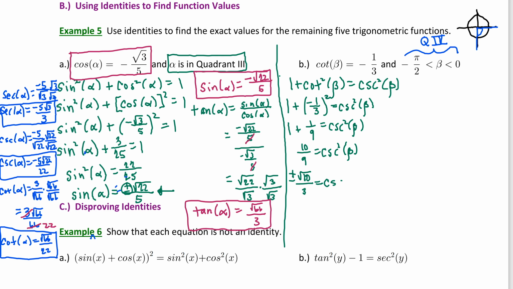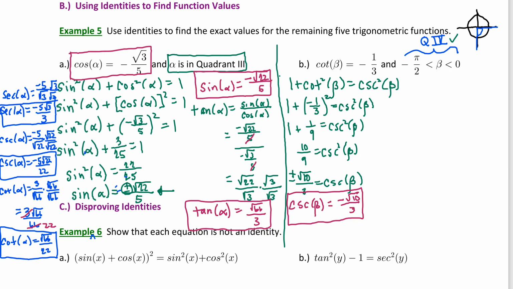So cosecant of beta at this point has 2 potential values. It does not have 2 values because cosecant for any angle is unique. So we have to determine the sign based on quadrant location. Recall the angle beta is in quadrant 4. In quadrant 4, cosecant is negative. Remember, cosecant is related to the y-coordinate. Because y is negative in quadrant 4, then cosecant will have a negative value. So we can conclude cosecant of beta is negative square root of 10 over 3.